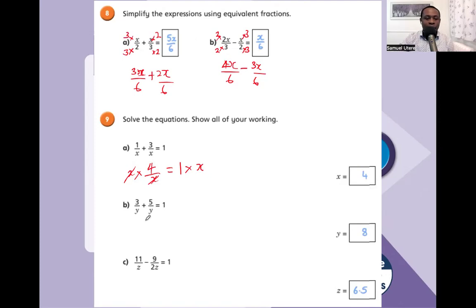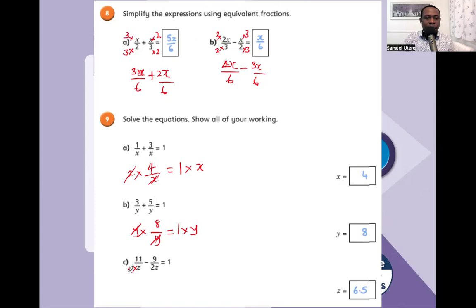Here we do the same. We simply add the numerators, okay? So this will be 8 over y equal to 1. Okay, we want the y to be on its own, so we need to get rid of it here. It shouldn't be dividing. So we'll multiply by y, and we'll multiply by y. It gets rid of y on this side. y is 8. Here, we have to make the denominators equivalent, right?